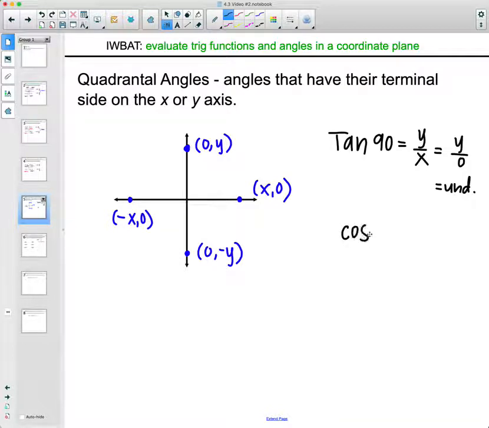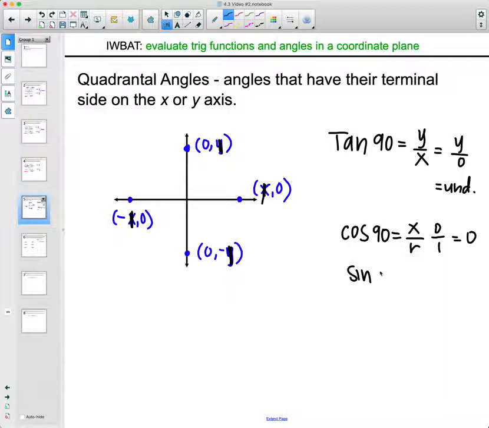Or if you were doing the cosine function, cosine of 90. Cosine is x over r. Your r is always 1. We look at these as 0, 1. We're going to get into this when we get to the unit circle, but we just look at these as the easiest one possible. So we would say that this is 0, 1, this is negative 1, 0, 0, negative 1, 1, 0. So then your cosine at 90 is going to be equal to your x coordinate, 0, and your r is always 1. So cosine is just going to be 0.